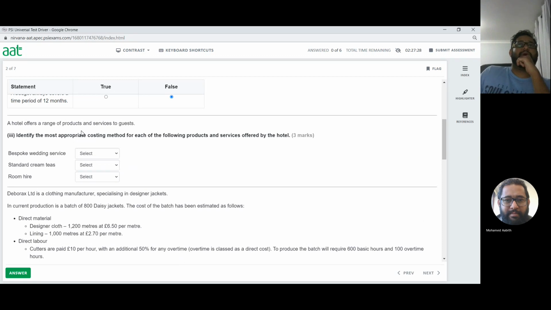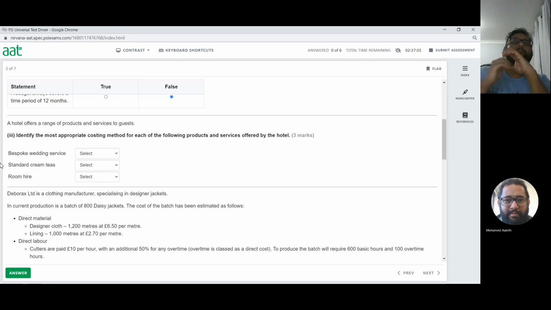A hotel offers a range of products and services to guests. So if you look at that here, identify the most appropriate costing methods for each of the following products and services offered by the hotel. So if you look at that now, you're straight away looking at, what are these meant? First one, if you're going to look at the answers here straight away, there are three options. You have job costing, service costing, and unit costing.